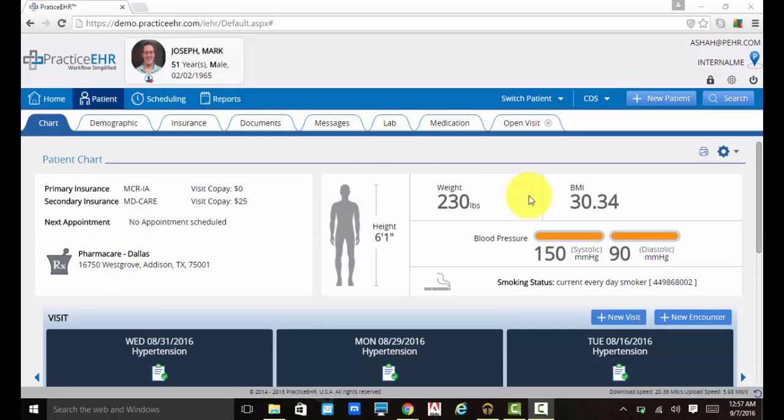On the right-hand side, system gives us the patient's vital signs information from the last signed off note. In this case, patient has a height of 6 feet 1 inch, weighs 230 pounds with a BMI of 30.34. Patient has a blood pressure of 150 by 90 and patient is a smoker.